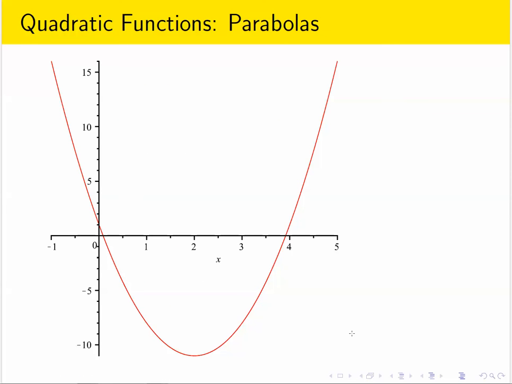And I can verify that on a graph. Here's the vertex. It lines up with 2 on the x-axis, and it lines up with negative 11 here on the y-axis.